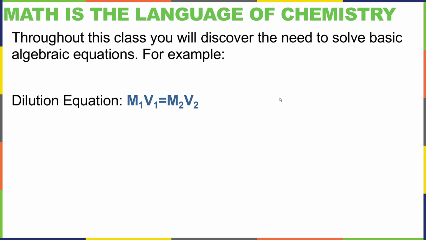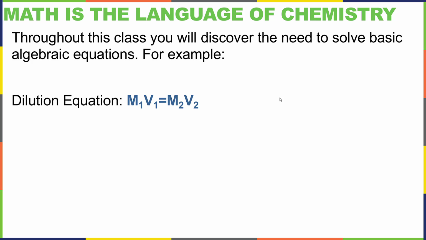So the dilution equation essentially says the concentration of a chemical times the volume of it, so how much you have, is equal to the concentration of the diluted chemical times the volume of the diluted chemical that you have. In my class, I'll give you 3 out of these 4 variables, and I'll ask you to solve for the 4th. So let's go ahead and play with this a little bit and see what we get.